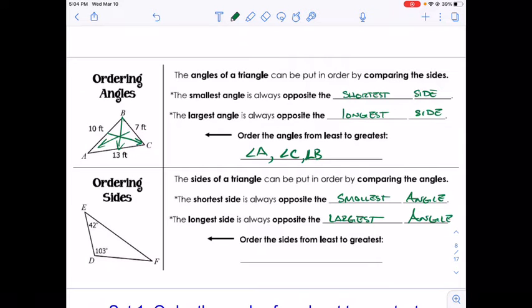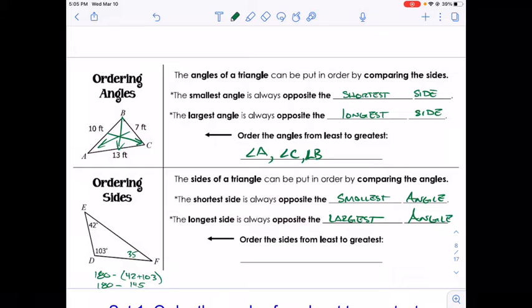So let's order these by their sides. So let's look here. We got 42, 103. We need to know what angle F is. So we can find that by doing 180 minus the sum of 42 plus 103. That's going to give us 145. And therefore 180 minus 145 is going to be our third angle here, which is going to be 35 degrees.